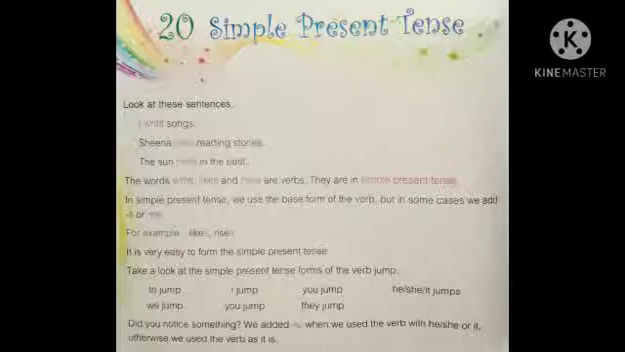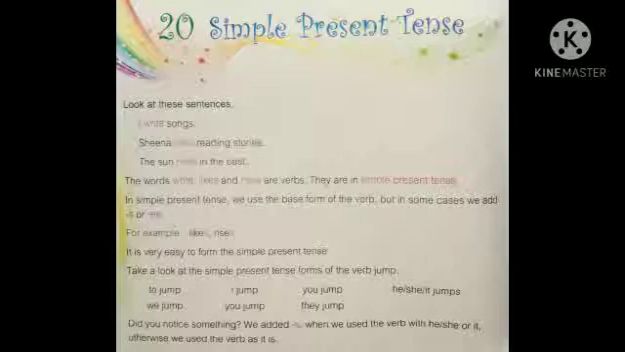In simple present tense, we use the base form of the verb. But in some cases, we add s or es. For example, likes, rises. It is very easy to form the simple present tense. Take a look at the simple present tense forms of the verb jump. To jump: I jump, you jump, he or she or it jumps, we jump, you jump, they jump.